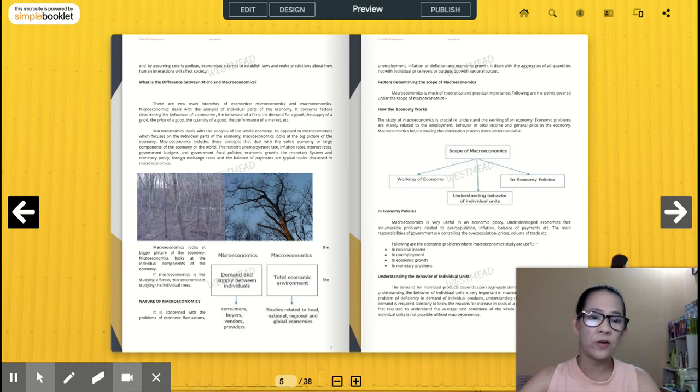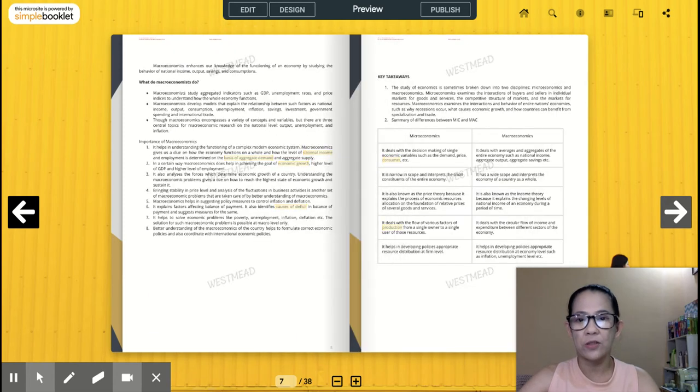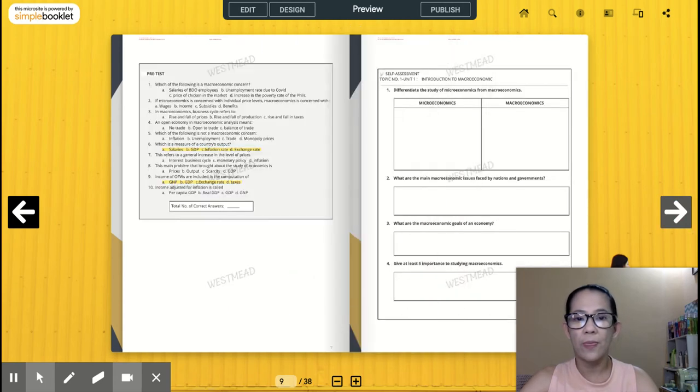We also look at the coverage of macroeconomic study and its function in economic policies and how it is hinged upon microeconomic principles. There are several items here that cover the importance of microeconomics. There is a summary of the differences between micro and macro. And then afterwards, there are several activities that you need to accomplish and submit by the end of the week.